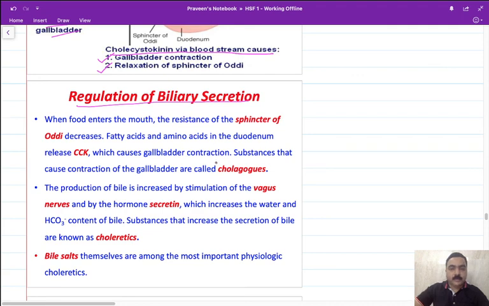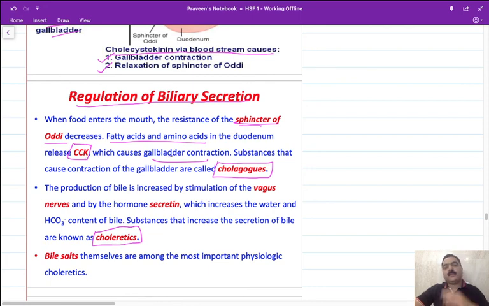We have to know about two terms, cholagogue and choleretic. Cholagogues are those substances that relax the sphincter of Oddi and also cause the contraction of the gallbladder. And the most important cholagogue is what? The CCK, that comes from the duodenum. By the stimulation of the fatty acids and the amino acids in the duodenum, you get the secretion of CCK. CCK then causes the contraction of the gallbladder as well as the relaxation of the sphincter of Oddi, and they are called cholagogues.